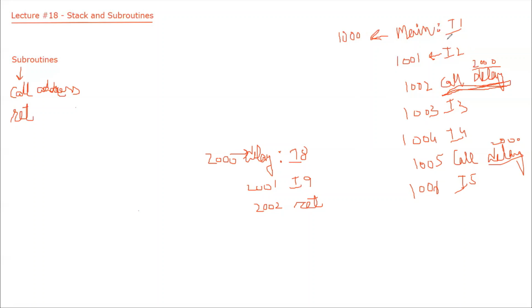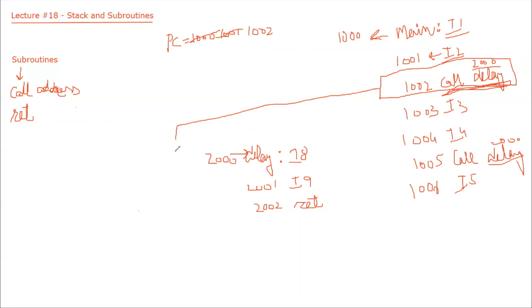Okay. So what is going on? The first thing, in program counter, we will have 1000. Program counter is a register that stores the address of the instruction that is to be executed. So we will execute I1. Now program counter will become 1001, so we will execute I2. Now program counter will become 1002. So we have to execute this instruction, call delay. This call delay is saying go to which location? 2000 location, and start executing from 2000. So PC will become 2000.